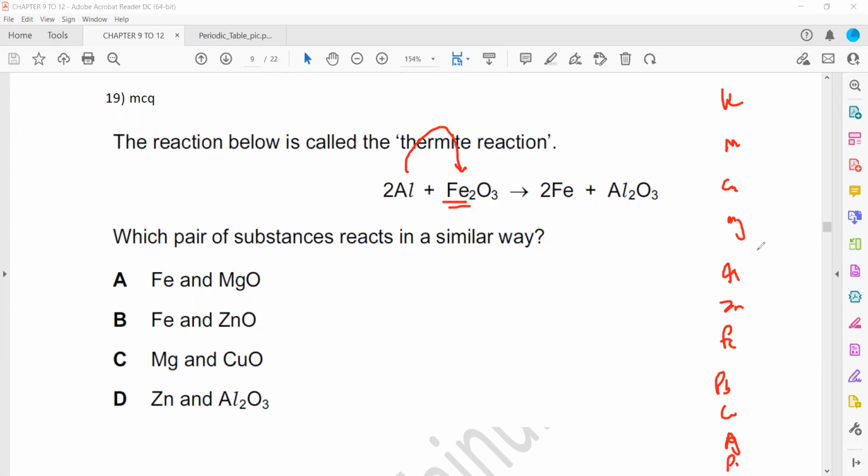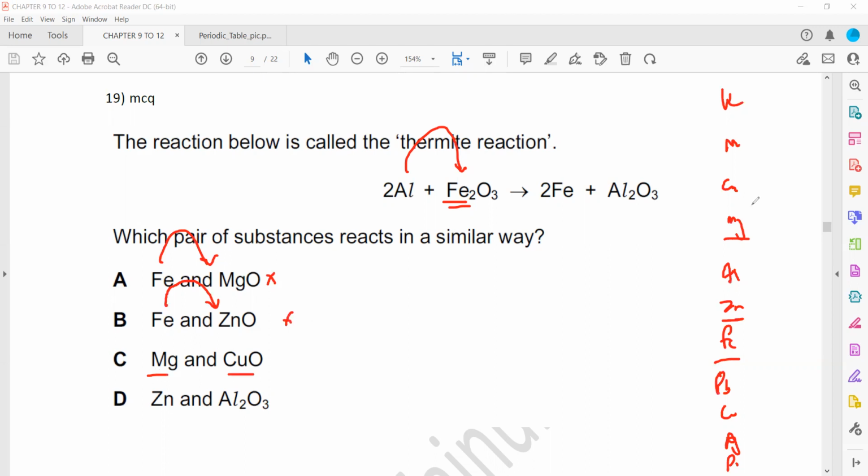So iron and magnesium, will they react? Iron cannot displace magnesium. Iron is less reactive. Iron with zinc. When you check, iron is here. Yeah, it won't, because iron is less reactive.